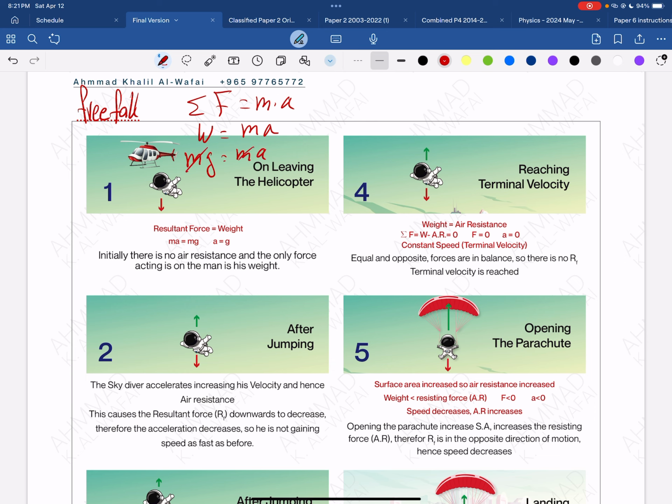So the mass cancels out. So at the start, the object is accelerating due to gravity, no matter what the mass is, which is 9.8 meters per second squared. That's the free fall acceleration, okay? So we say at the start, the object, or whatever it is that's been dropped, is accelerating due to gravity.